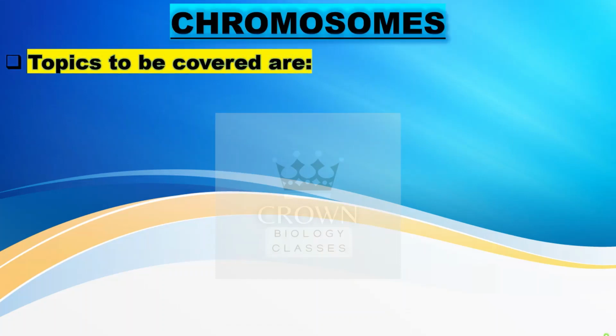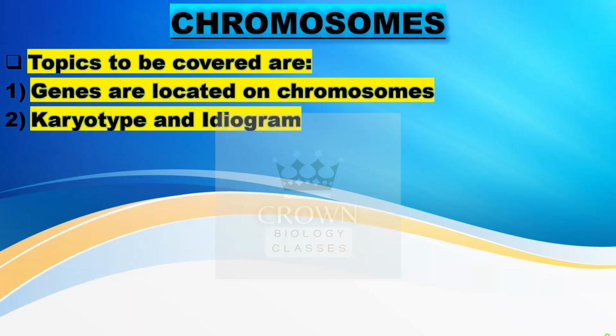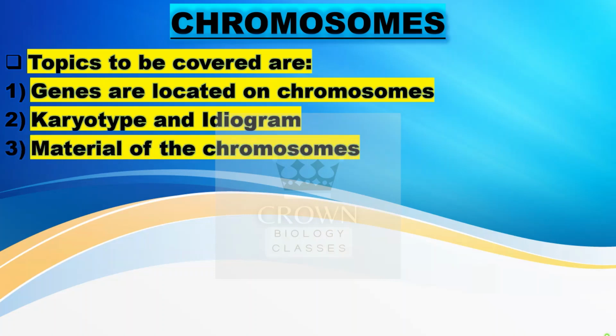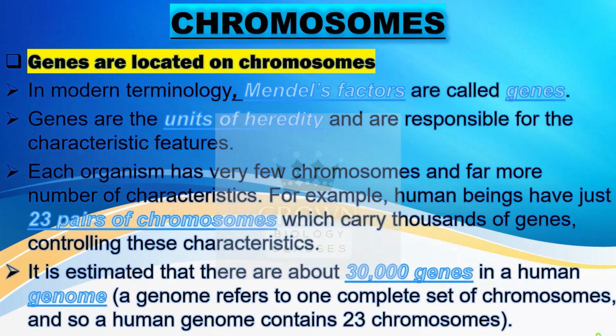And I will be covering the topics which are as follows. The first one is genes are located on chromosomes, the second is karyotype and idiogram, and the third is material of the chromosomes. So first of all, starting with the first topic, that is genes are located on the chromosomes.